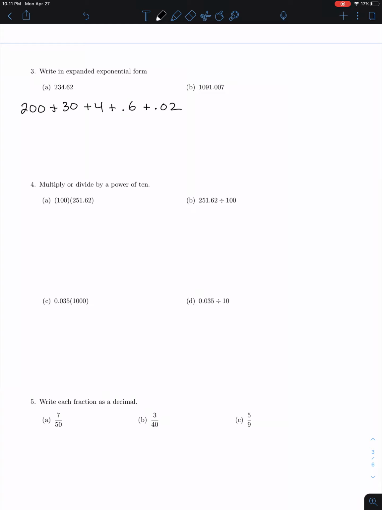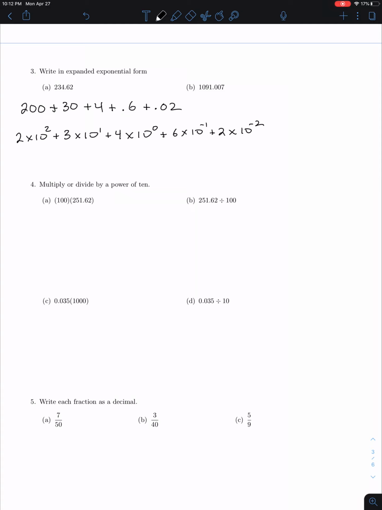And so in this case, this would be 2 times 10 to the second plus 3 times 10 to the first plus 4 times 10 to the 0 plus 6 times, so it'd be 1 over 10 or 10 to the negative 1, plus 2 times 1 over 100 or 10 to the negative 2 in that case.